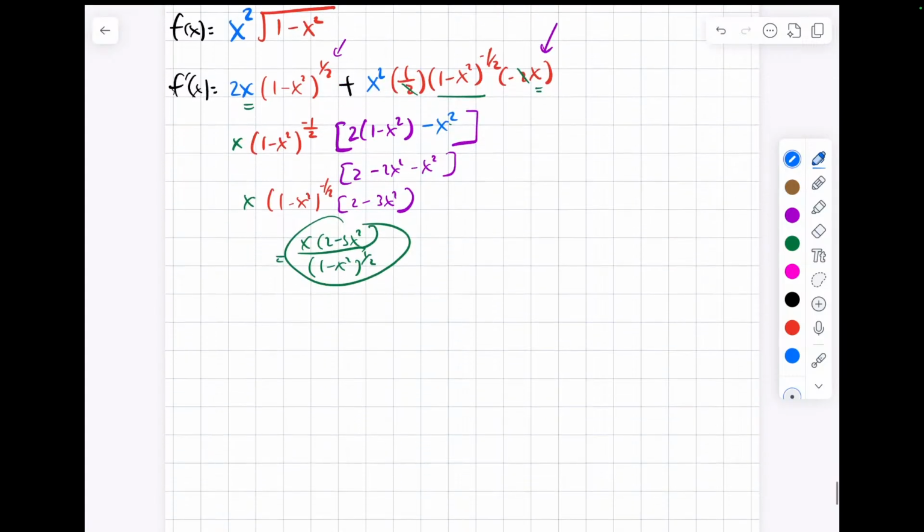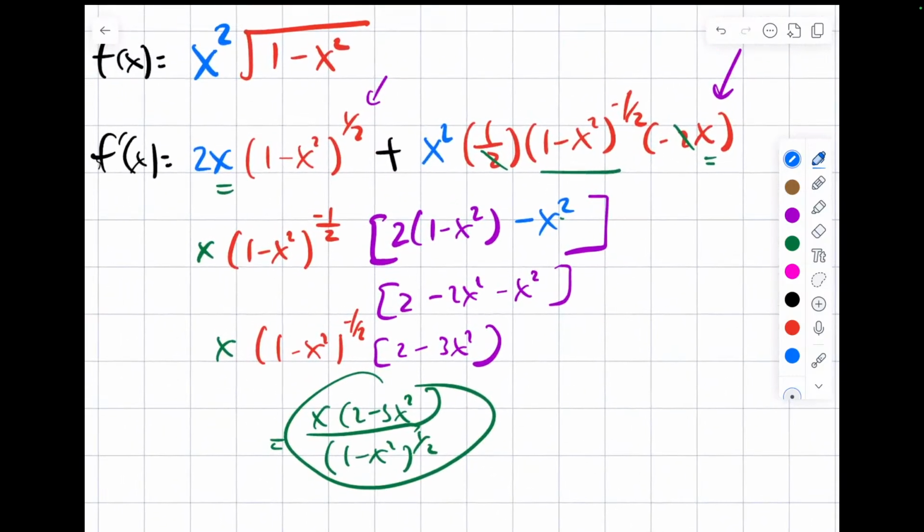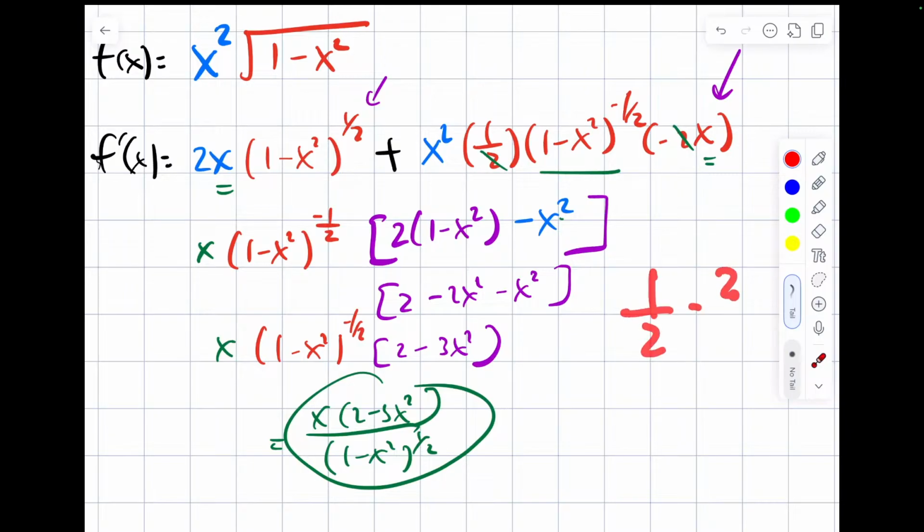Could you zoom in on the answer? Yes. Can you explain what you did with the twos again? I don't get how you did it. This 2 and this 2 cancel out. This 2 and this 2. Because the 1/2 times 2, the 2 is going to cancel out with 2. So it's like 1/2 times 2. That becomes 1. Oh, okay.